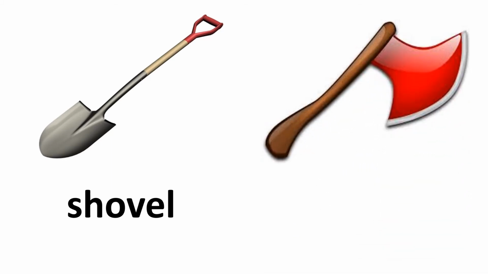What can you see? It is a shovel. Shovel is a noun which means a spade, something used to lift stones, sand, or for digging. A shovel is used for what? For digging. Exactly. And now what can you see? It is an axe.